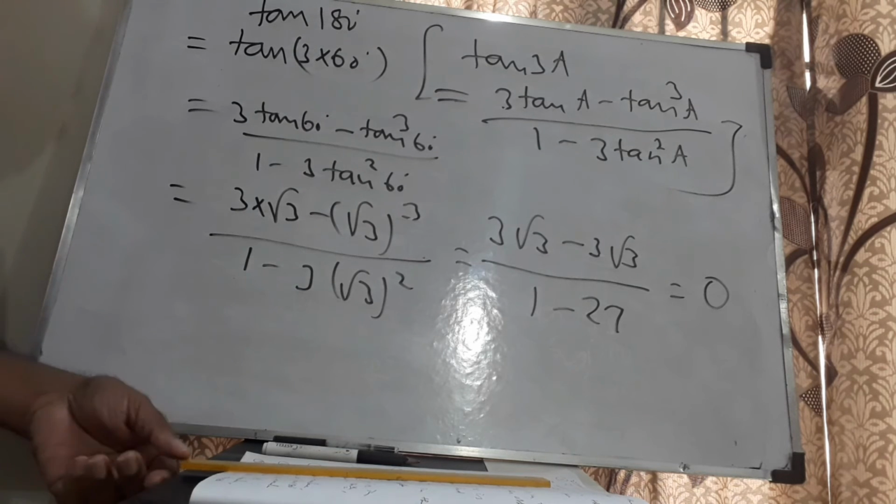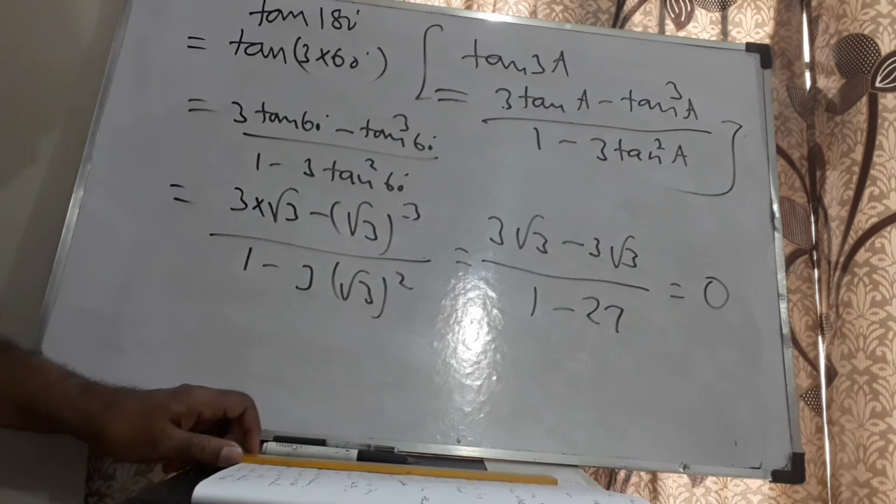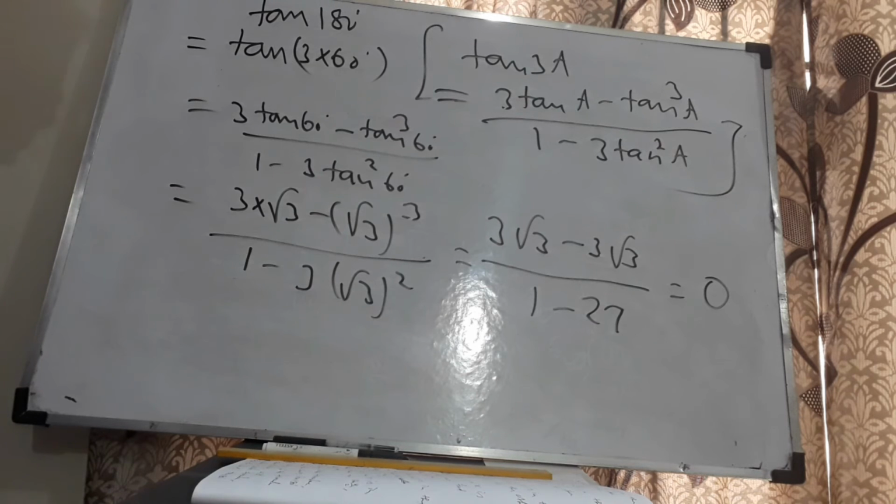Tan 180 degrees is 0. Answer is 0. No, not 0 degree. Tan 180 degrees gets reduced to 0. Answer is 0. Okay, rest we'll discuss in the next video. Thank you students for your patience. By mistake I said 0 degree at the end. It is not 0 degree. The answer is 0.